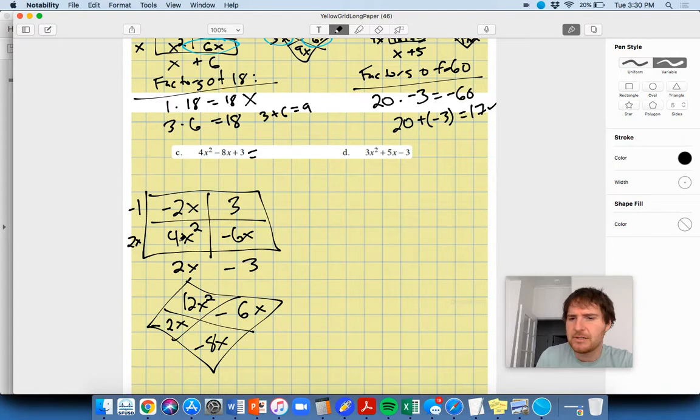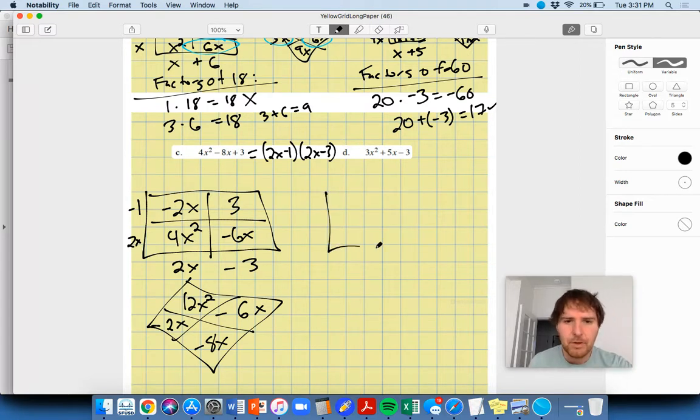Okay. So there we go. 2x times 2x, 4x squared. 2x times negative 1, negative 2x. Negative 3 times 2x is negative 6x. And there you have it. We're good to go. We got here 2x minus 1 times 2x minus 3. And there we go. Factored it up. We got it here. All right, let's keep going. Boom, boom, boom, boom, boom, boom, boom. 3x squared minus 3.